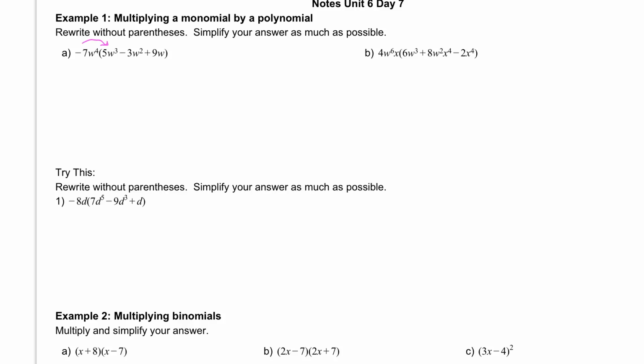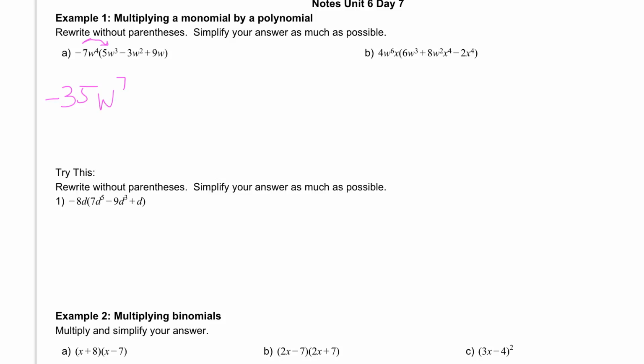If we multiply these two together, negative 7 times 5 is negative 35. And then if we look at the w's, we have w to the fourth times w to the third. Remember, when we're multiplying with the same base, we're adding the exponents. So this becomes w to the seventh.